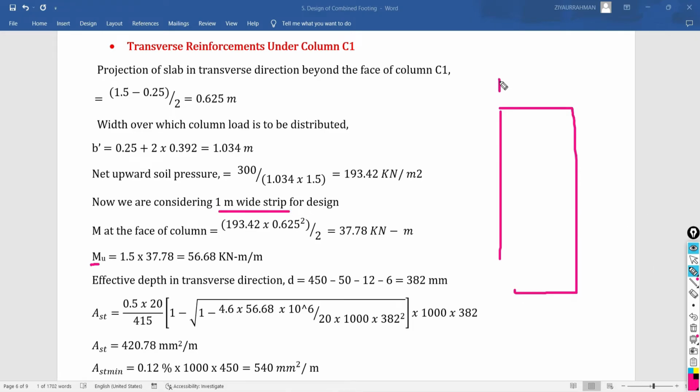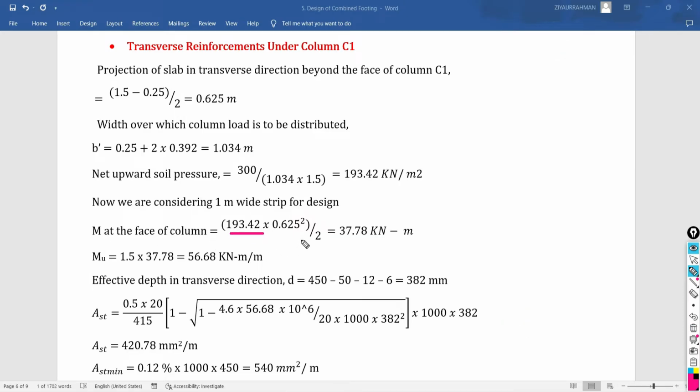So instead of this width of 1.034, I am going to do the calculation for only 1 meter width. Now we are considering a 1 meter wide strip for the design. Here the moment at the face of the column is going to become upward soil pressure times the square of your projection, 0.625 squared, divided by 2. You are getting the moment as 37.78 kilonewton meter. You have to multiply this value with 1.5 to get the factored moment. So we are getting 56.68 kilonewton meter per meter width of the design strip.